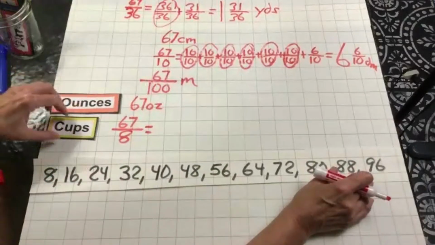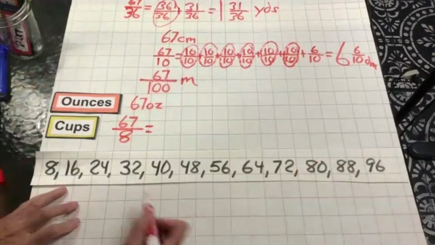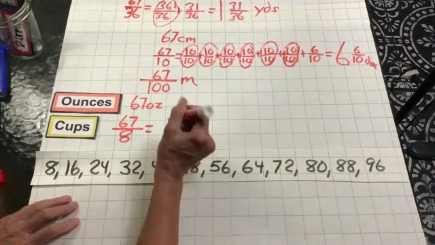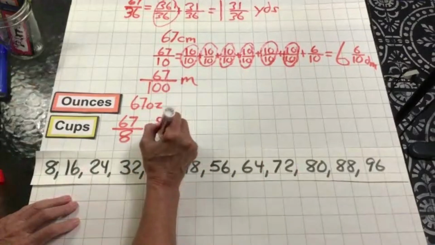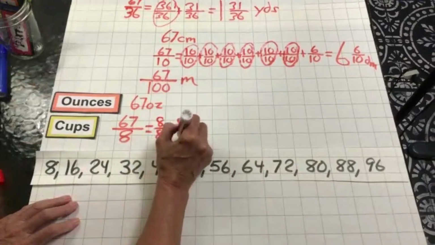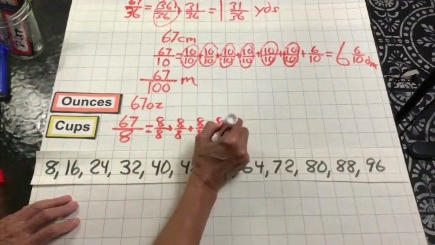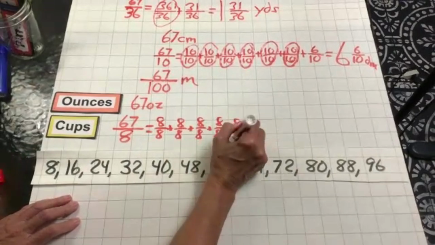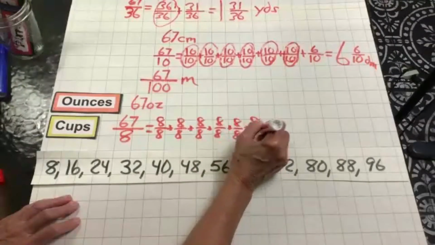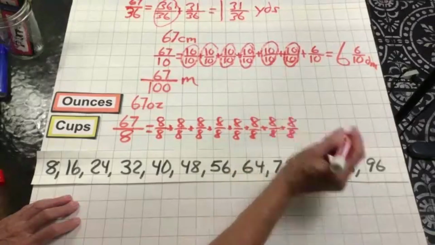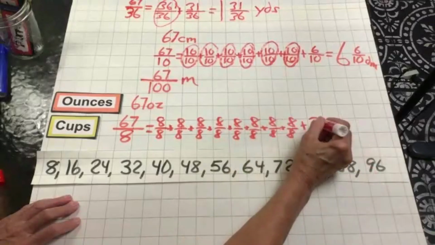So we're going to use our multiples of 8 to do that. So 67, we can go all the way up to 64. So that's 8 cups. So we're going to do this 8 times 8. We're going to have 8 sets of 8. That's 4, 5, 6, 7, 8. And then we have 3 more.